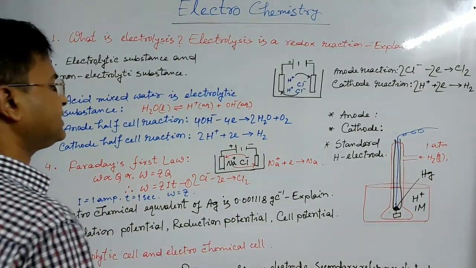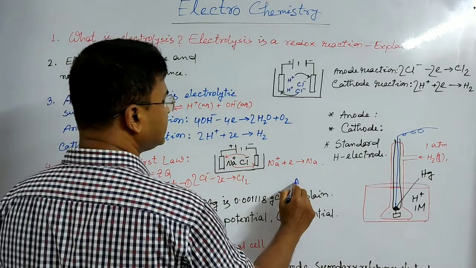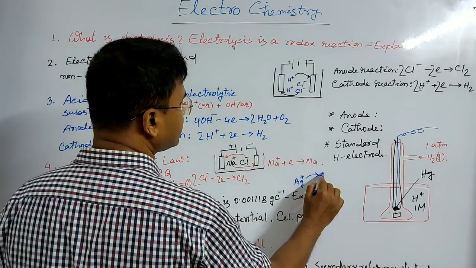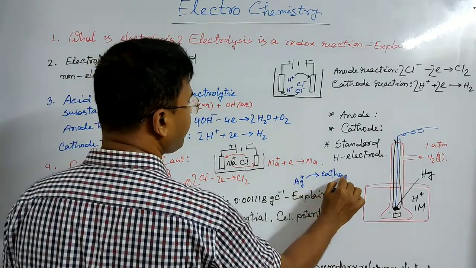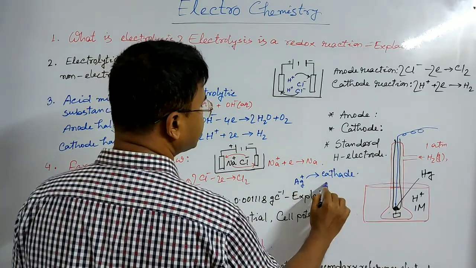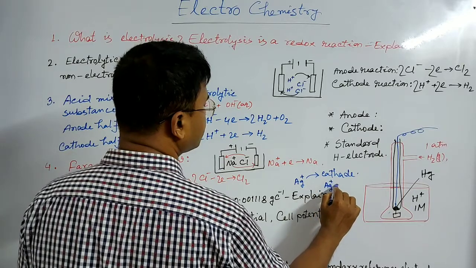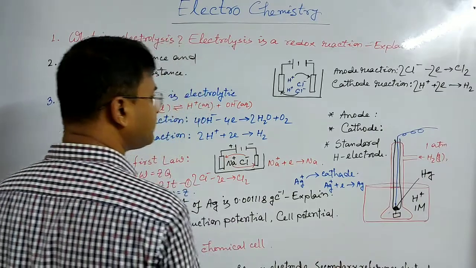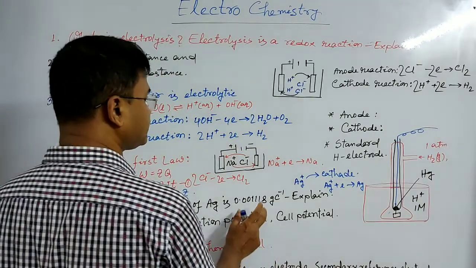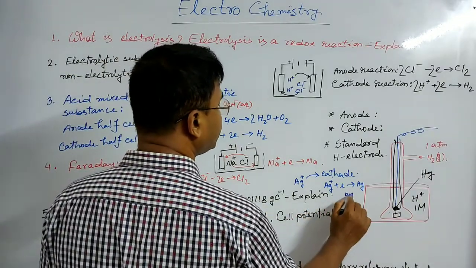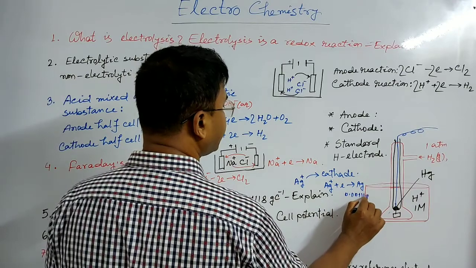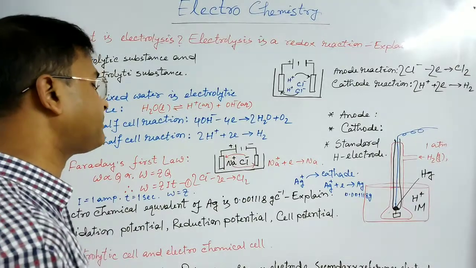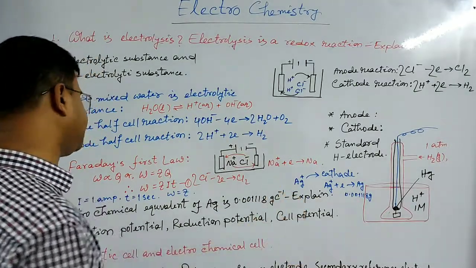Actually, after passing electricity through the silver ion solution, silver ion goes to cathode and accepts electron to form silver metal. Now my question: how much silver metal is deposited? Actually, 0.001118 gram silver metal is deposited in the cathode after passing 1 coulomb of electricity.